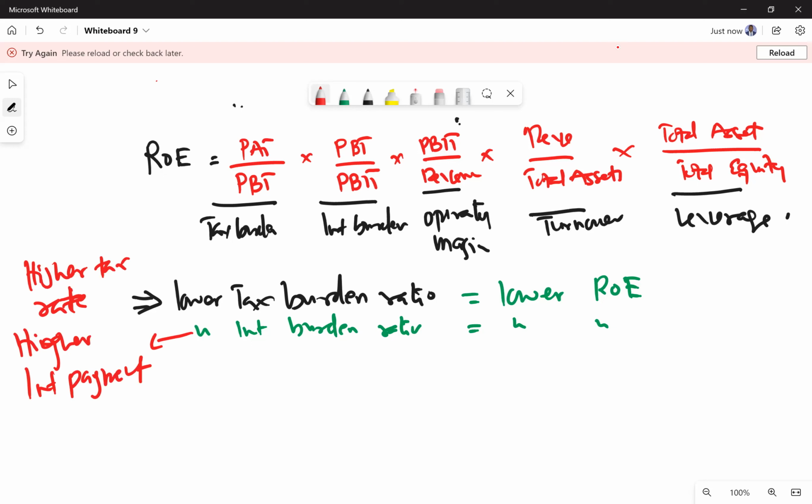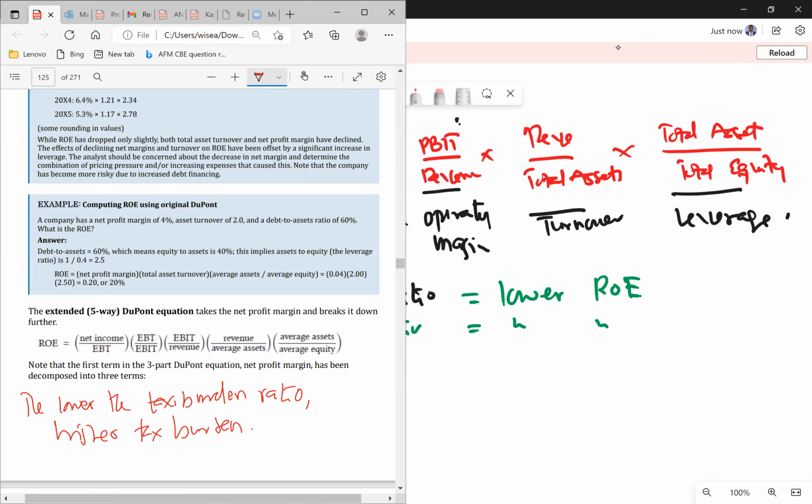And then the higher your asset turnover, the higher your return on equity. And the higher your leverage, the higher your return on equity. Is that okay? That's it. Thank you. Okay. Any other question on this one?